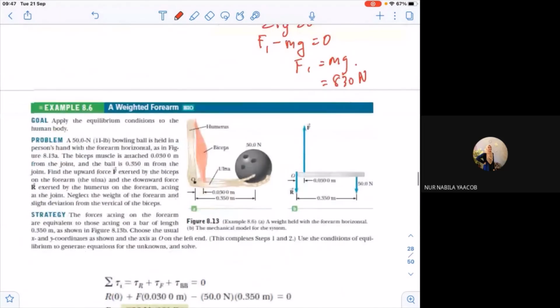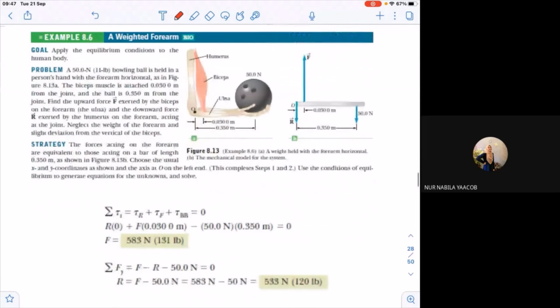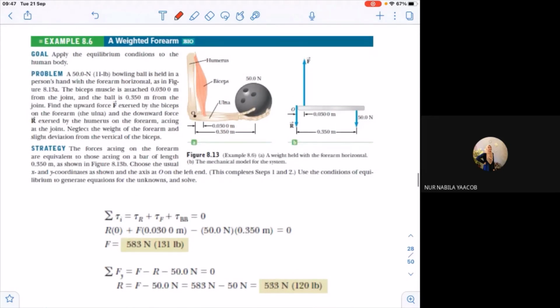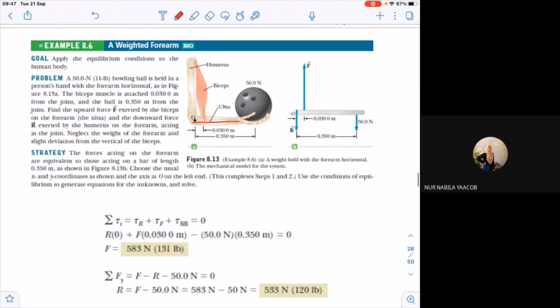Okay, so let's look at one example here. A weighted forearm. A 50 Newton bowling ball is held in a person's hand with the forearm horizontal. Okay, this one horizontal. Dia straight dulu kat atas, as in figure. The bicep muscle, which is here, bicep, ketul dulu.